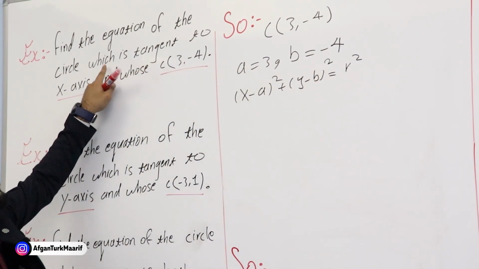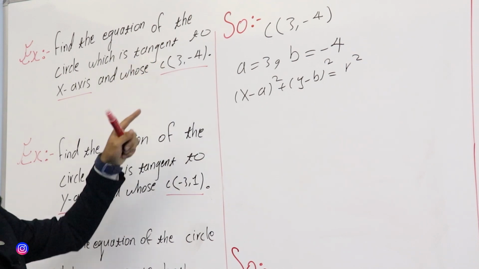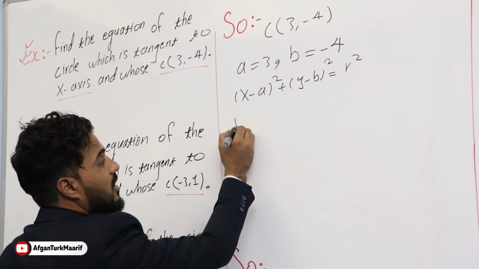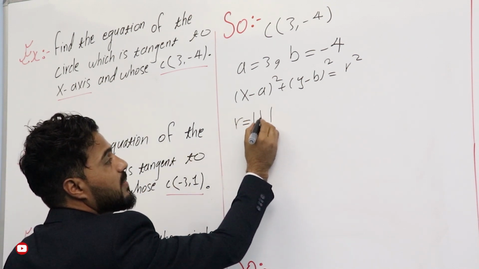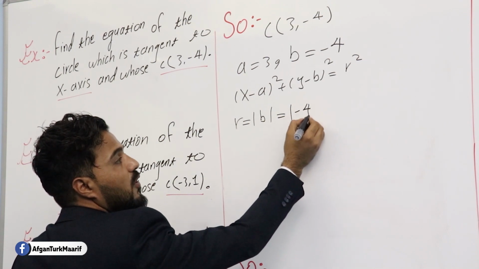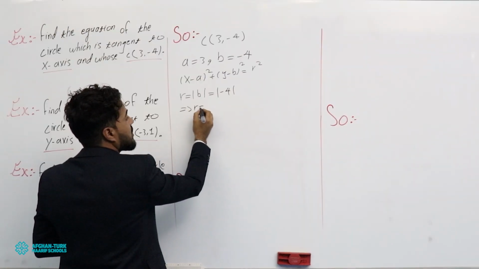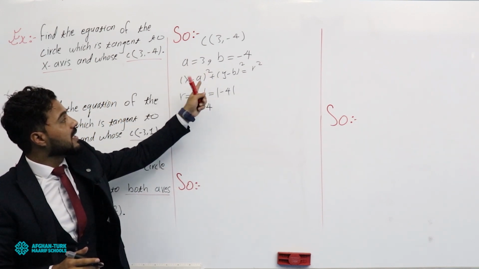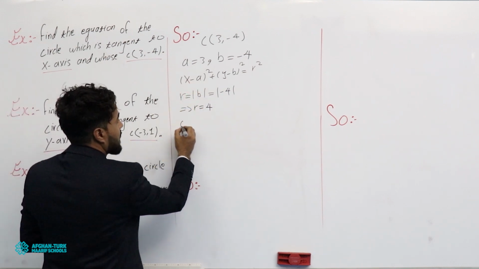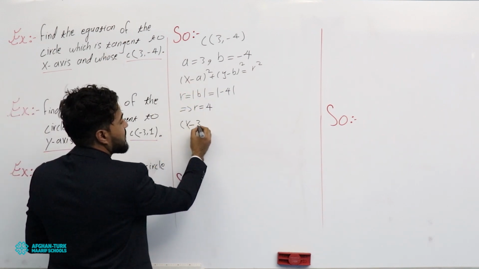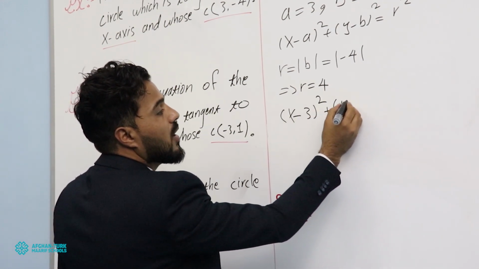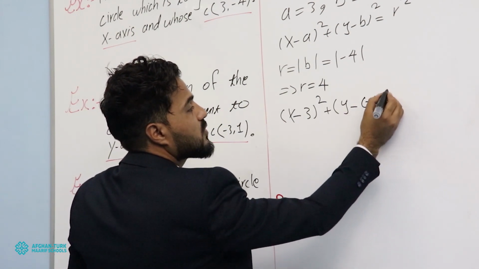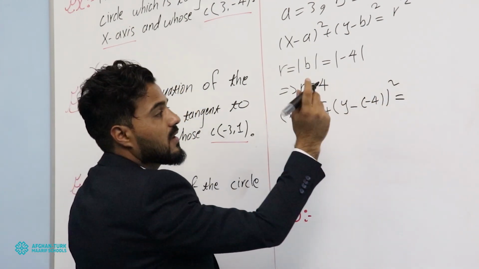So from the problem we know that the circle is tangent to the x-axis. When the circle is tangent to the x-axis, r is equal to the absolute value of b, which is equal to the absolute value of 4. So in this case r is equal to 4. Now I am going to substitute the values of a, b and r in this equation. So it will be (x − 3)² + (y − (−4))² = 4².